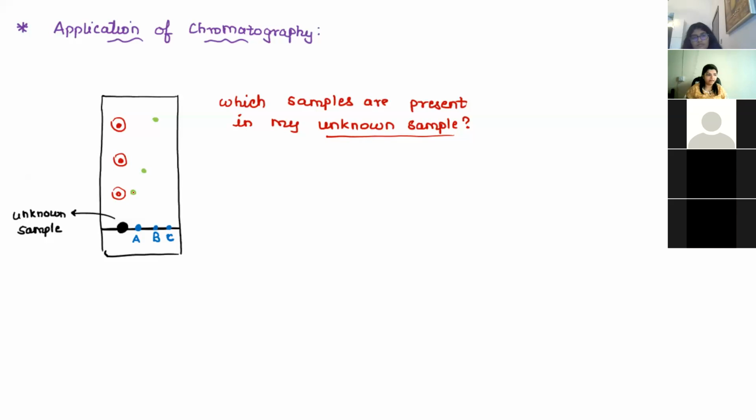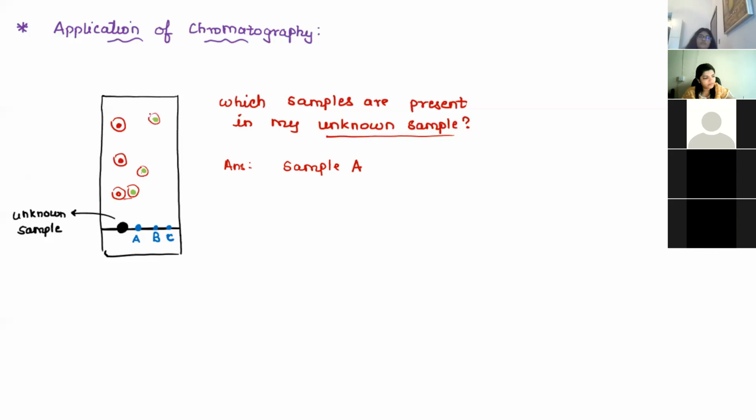Yes, because you have to check the distance. Can I say A is exactly forming the same spot, at the same place where the unknown sample is also forming the spot? The spot position is the same, which means definitely it contains sample A. Now look at B. Look at this spot and look at this spot. Are they on the same position? No, they're not, which means my unknown sample does not contain sample B.